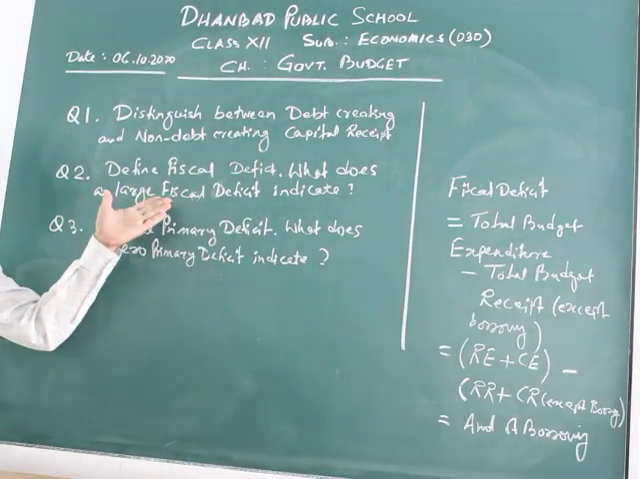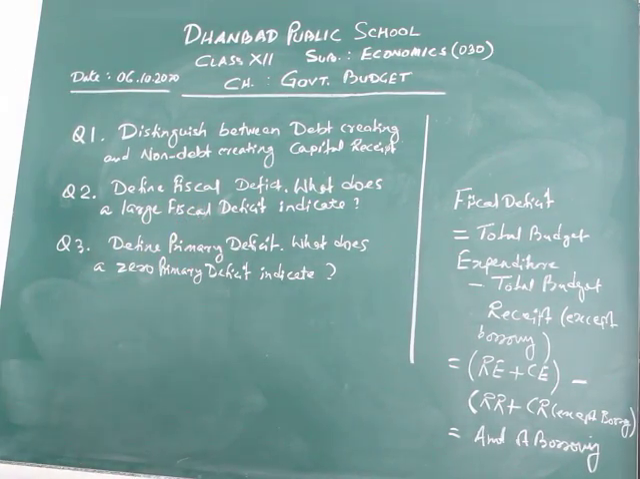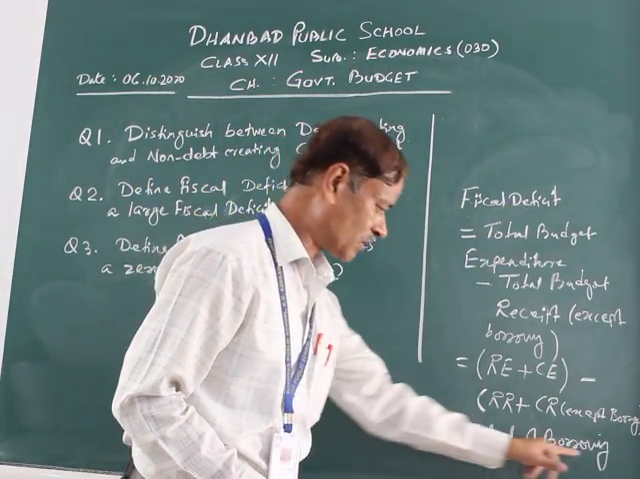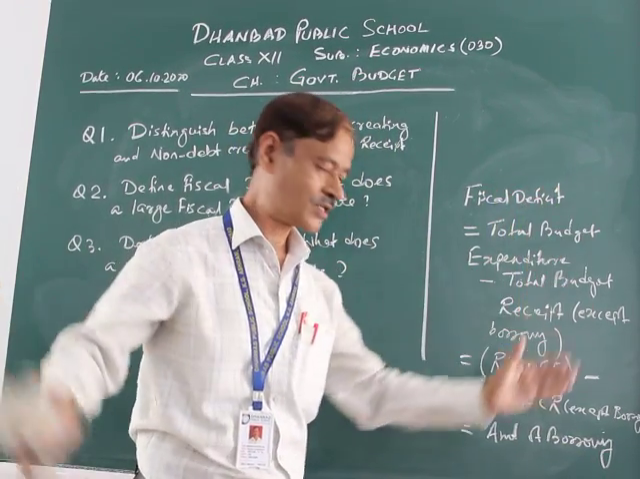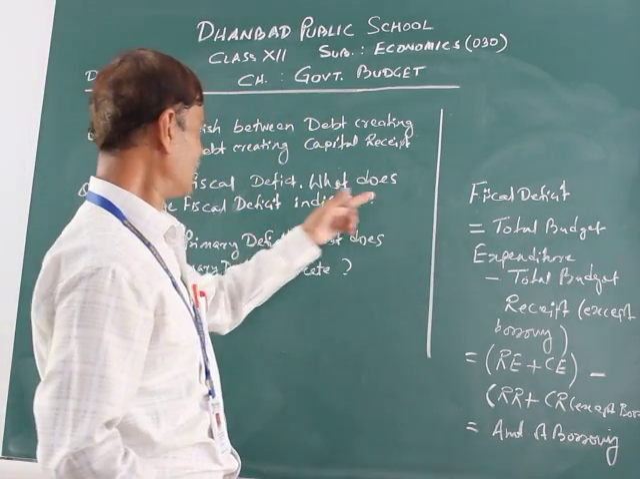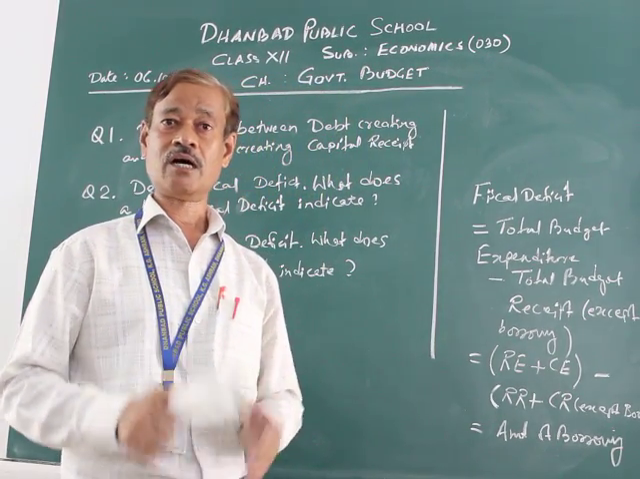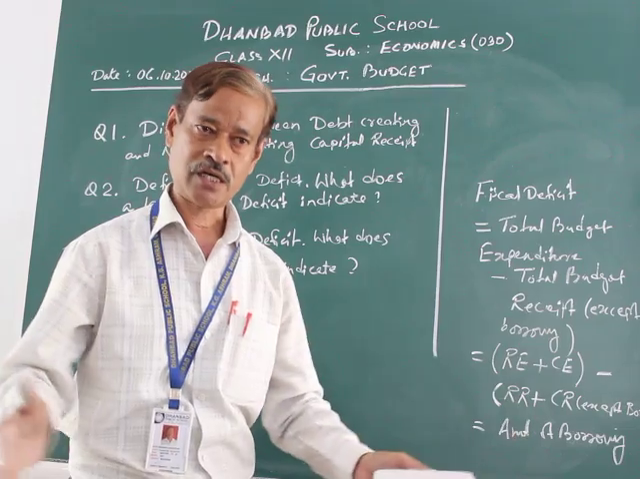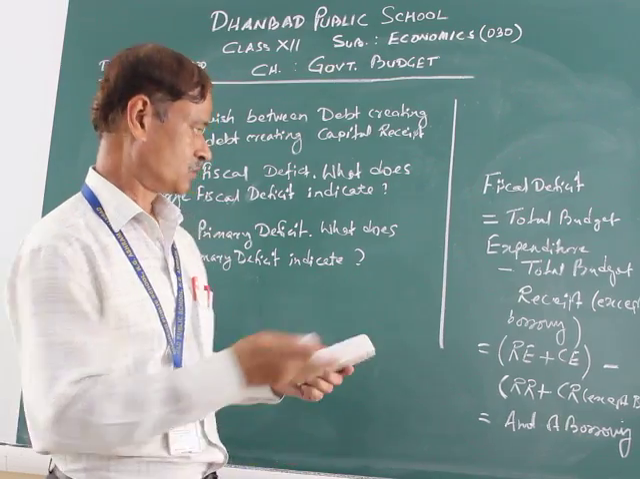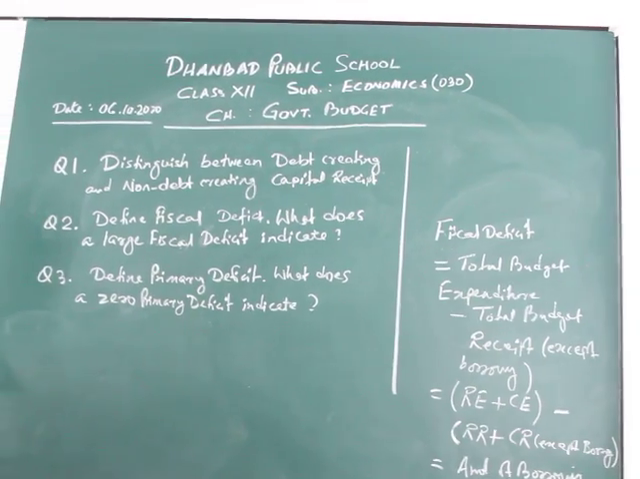Now come to the second part of this question: what does a large fiscal deficit indicate? Fiscal deficit indicates the amount of borrowing. So a large fiscal deficit indicates a large amount of borrowing. That is, the government is required to borrow a large amount to fulfill the budget expenditure. So this is the answer to the second part of the second question.